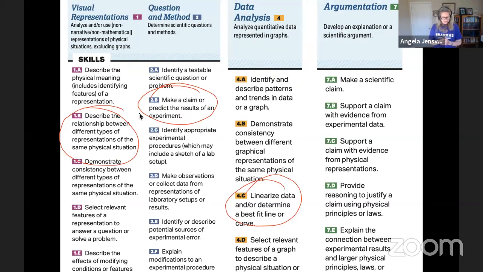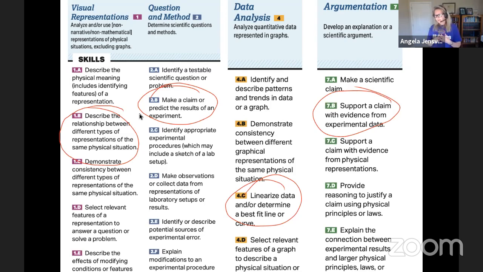Linearize data. We're going to do that today, and support a claim from evidence. We're going to do that today because we're going to make a claim and then we're going to support it using the data that we were given in the problem. Okay, so that's what I'm going to try to emphasize.